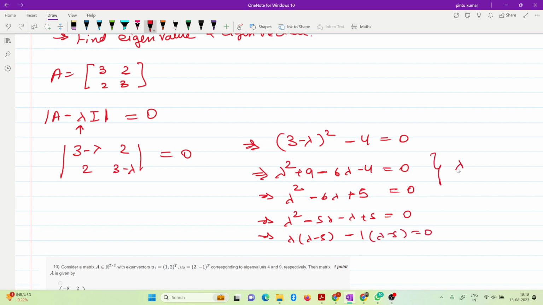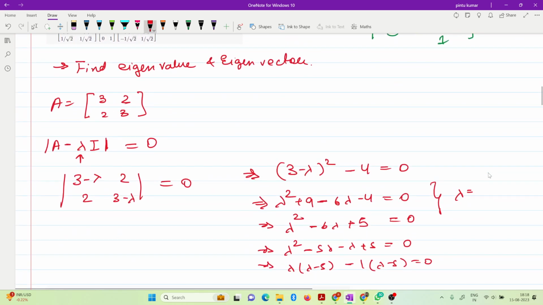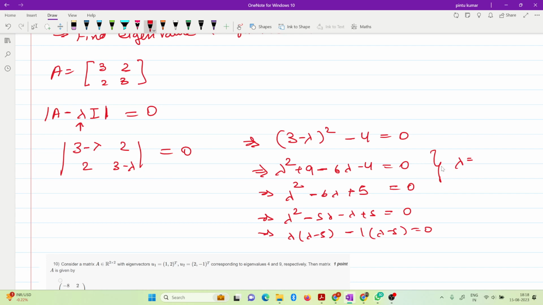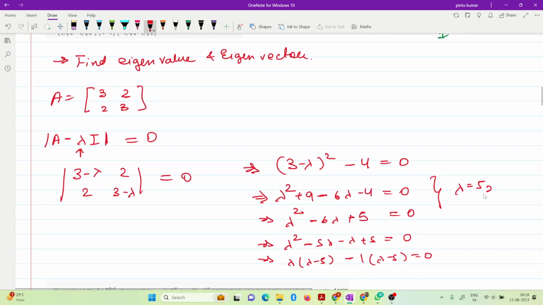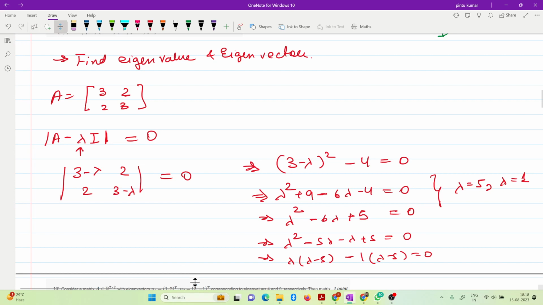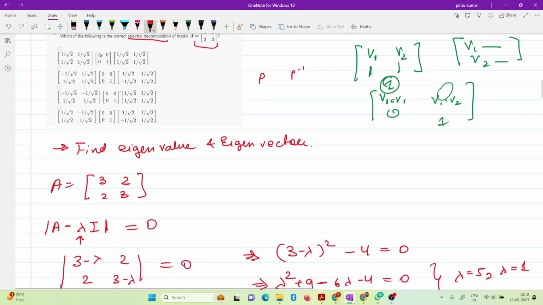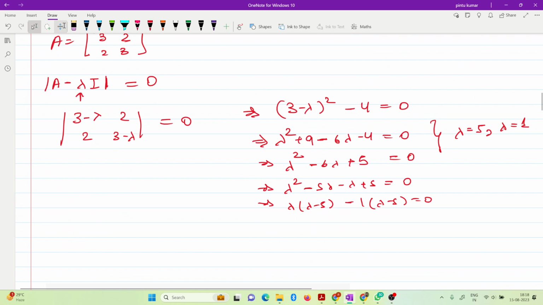So what are the values of lambda that we obtain? I know that I can straight away look at the options, but I just wanted to solve for someone who doesn't know how to calculate eigenvalues. So the eigenvalues that we get are lambda is equal to 5 and lambda is equal to 1. As someone mentioned in the comment, even if you look at the options, in every option you have the same thing, that 5 and 1 is already given as an eigenvalue. So you can just observe the options and know the eigenvalues also. Okay. So now we need to find eigenvectors.